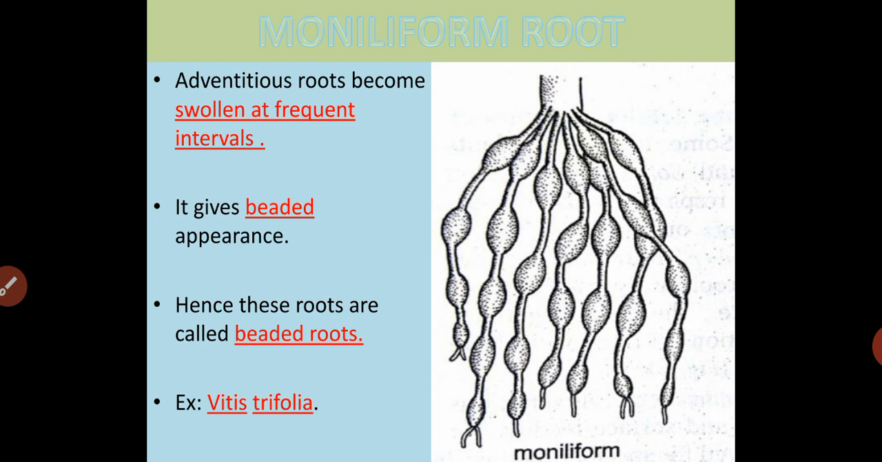Moniliform condition is the condition in which the food accumulation takes place at regular frequent intervals so that the appearance looks like a beaded appearance. Hence, these adventitious roots are called as beaded roots. Example, Vitis trifolia.